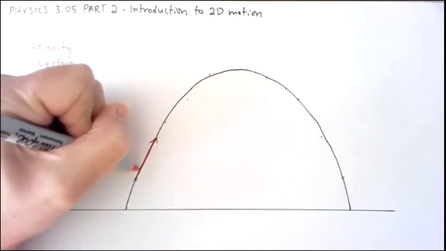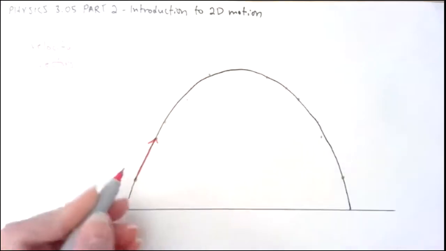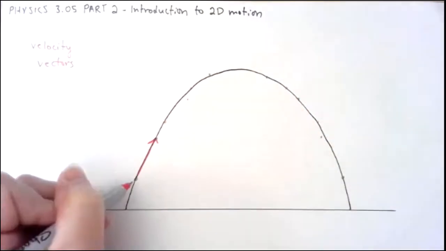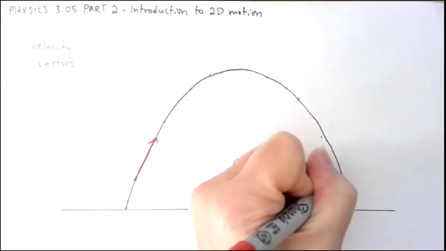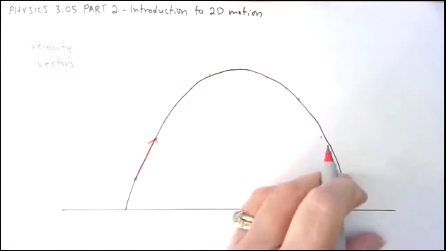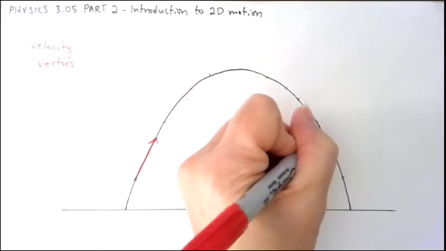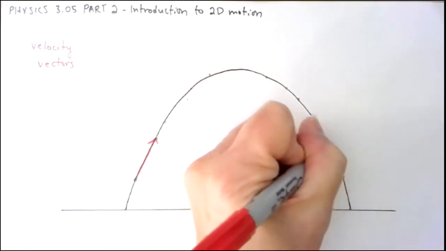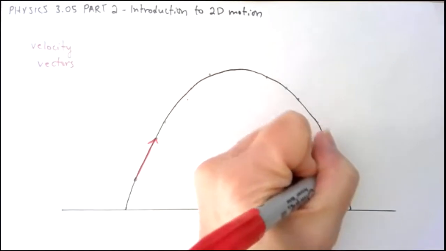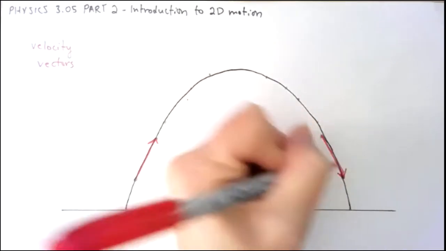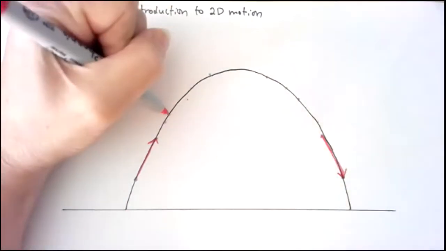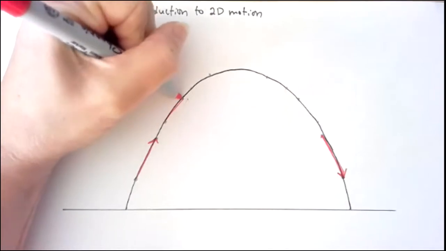Now I'm going to do the same thing on the other side. Technically, vectors always start from the same point. So if I'm going to draw this velocity vector over here, I should draw it this way, but I kind of want to have a symmetry here. So, all right, I'm going to draw one in here.